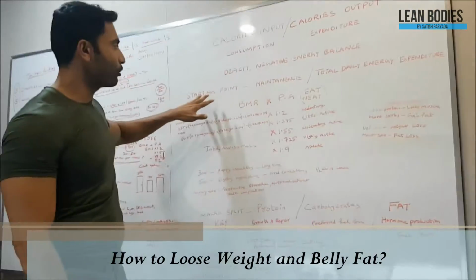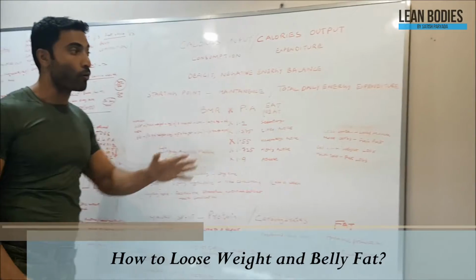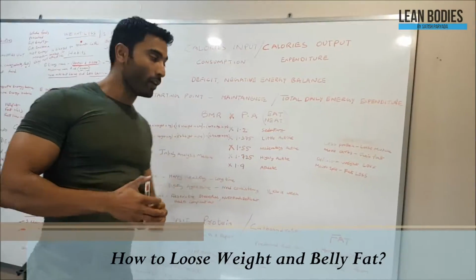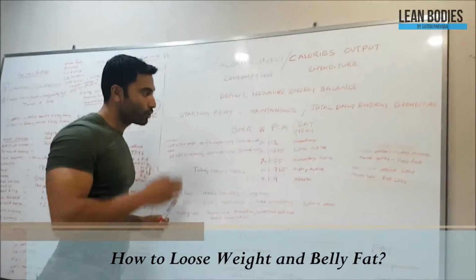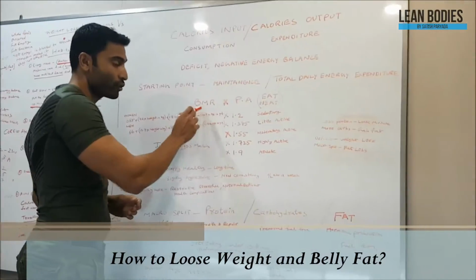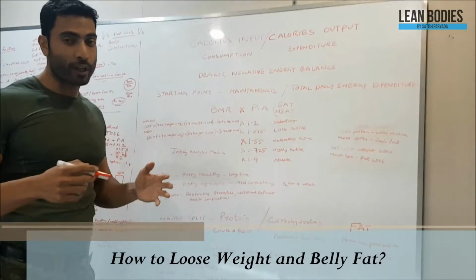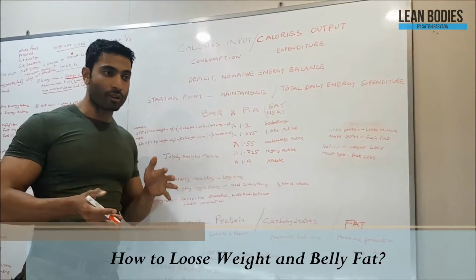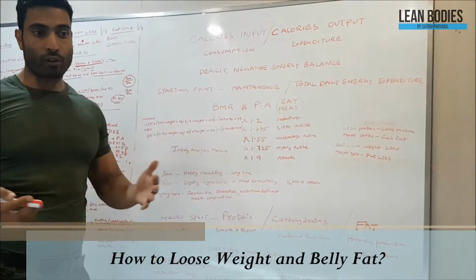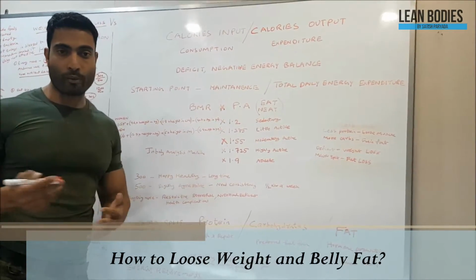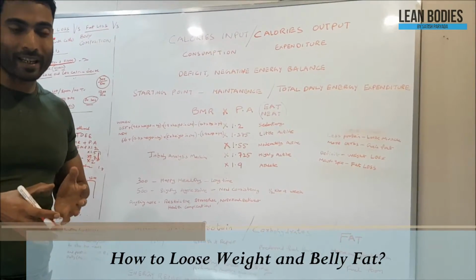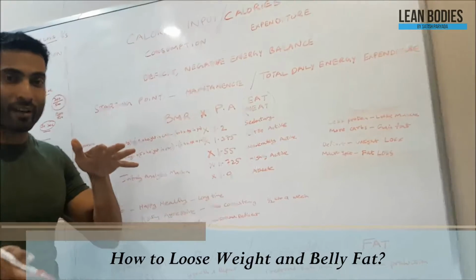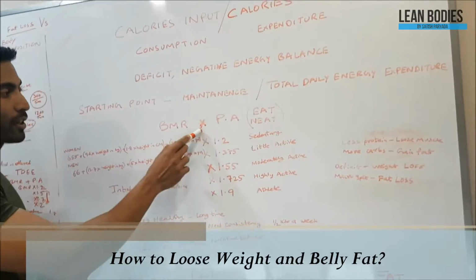So first of all, the starting point is your maintenance. How do you know how many calories you need every day? To do that, we need to get our BMR, which is your basic metabolic rate, also known as your resting metabolic rate. The body has to go through certain bodily functions even at rest: your endocrine system, your heart has to work, your brain has to work, your muscles have to be maintained. So for that, your body needs a certain amount of calories every day. That's going to be multiplied by your physical activity.